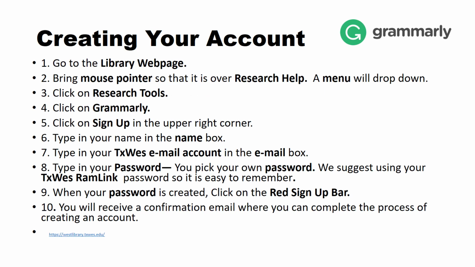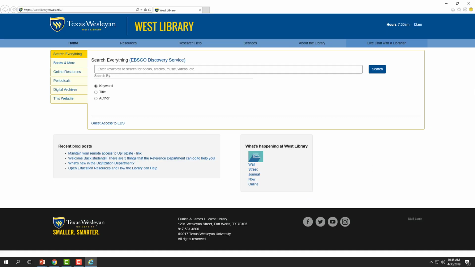So to use Grammarly, you have to have an account. And so to create an account, you need to do the following 10 steps. Now I'm going to show you the steps to going ahead and creating your account. So I'm going to go to the Texas Wesleyan West Library homepage, and that was step number 1.